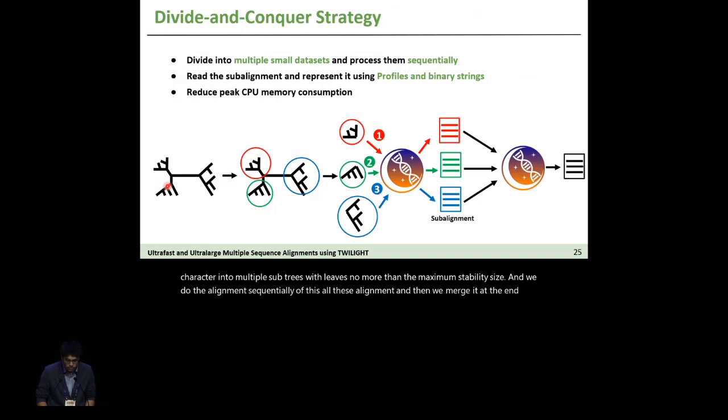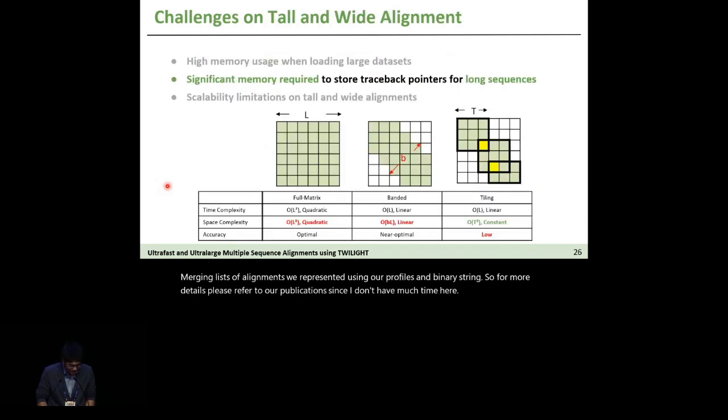So when merging these alignments, we represent them using profiles and a binary string. For more details, please refer to our publications, since I don't have much time here. Another challenge is that there's significant memory required to store traceback pointers for long sequence alignment. So here we introduce a few alignment algorithms.